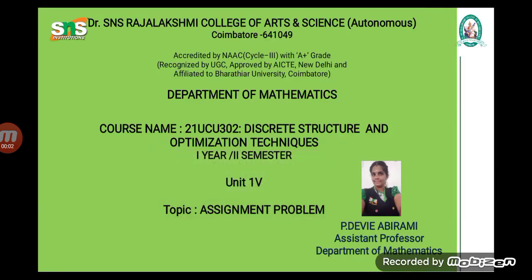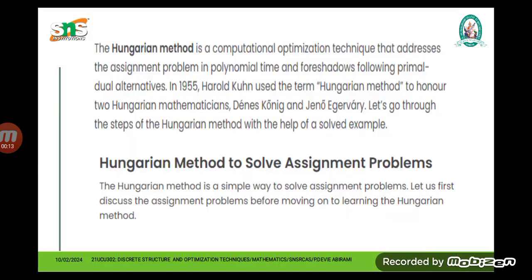Good morning. Today we are going to see a topic in this subject, discrete structure and optimization technique. My topic is assignment problem. The Hungarian method is a computational optimization technique that addresses the assignment problem in polynomial time. In 1955, Harold Kuhn used the term Hungarian method to honor two Hungarian mathematicians, Koenig and Egerváry.